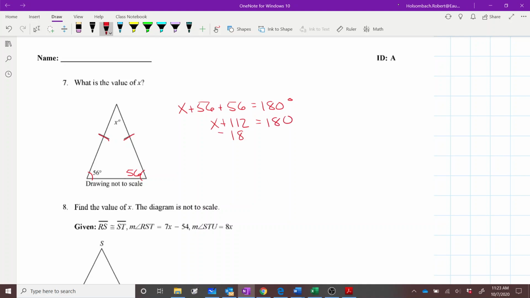Subtract 112 from each side, and our x is going to be equal to 68 degrees.